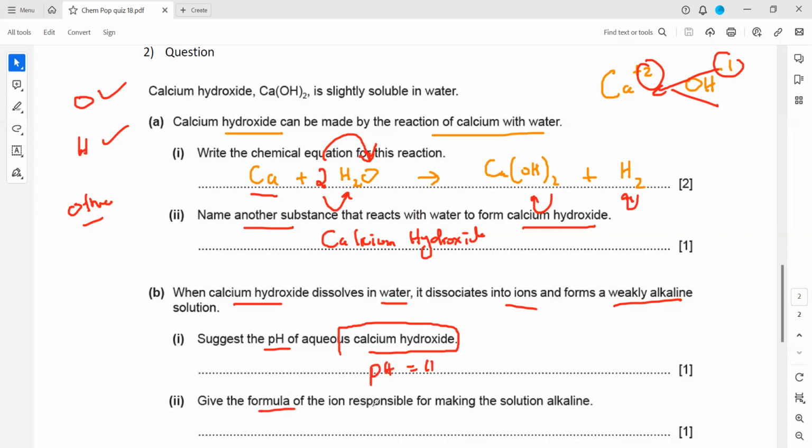Give the formula of the ion responsible for making a solution alkaline. So which ion is responsible for making a solution alkaline? That is the hydroxide ion. If the question was which ion is responsible for making the solution acidic, then it will be the hydrogen ion, H plus. So acidity of a solution depends on the presence of hydrogen ions. Alkalinity of a solution depends on the presence of hydroxide ions.